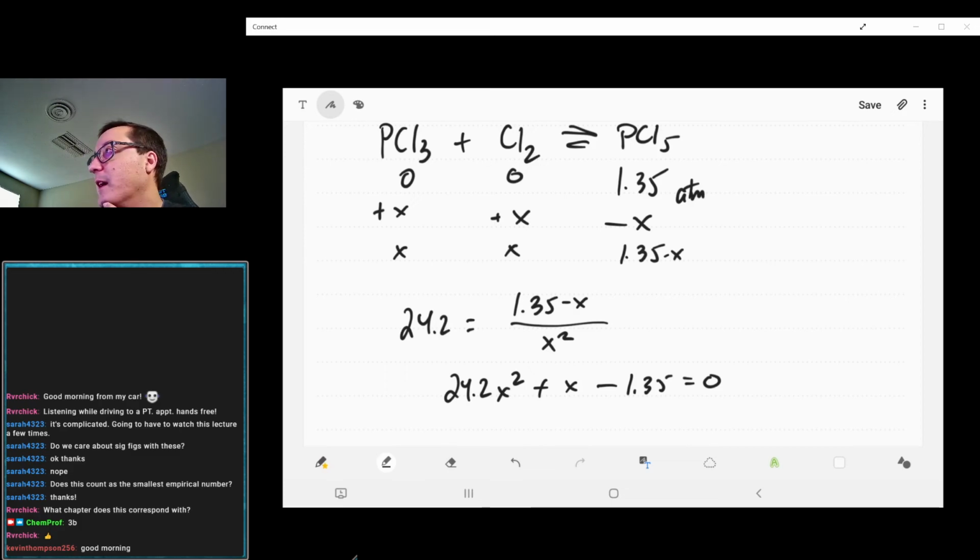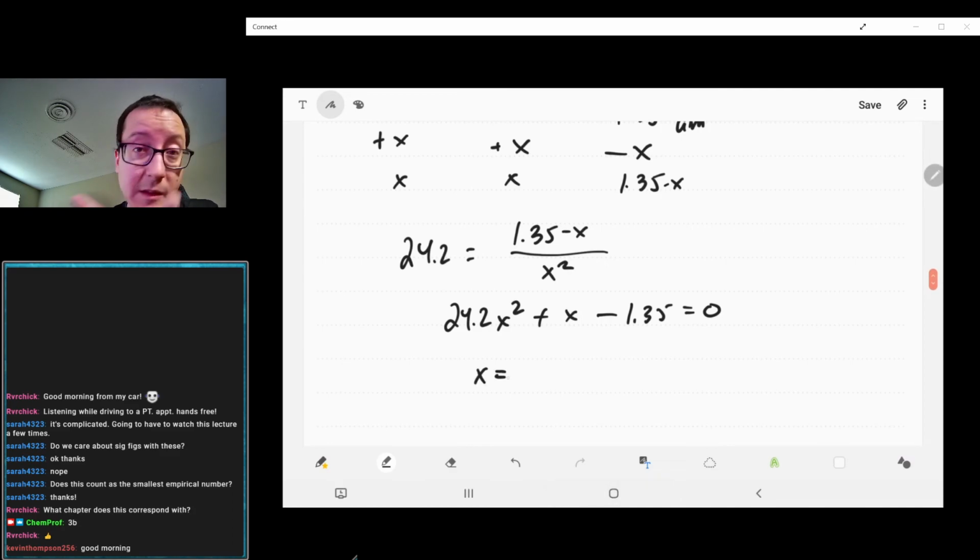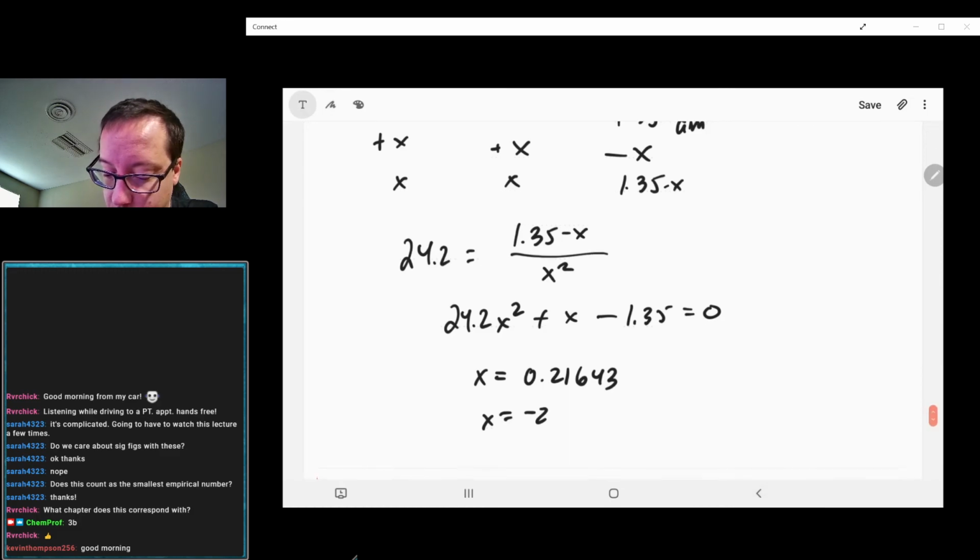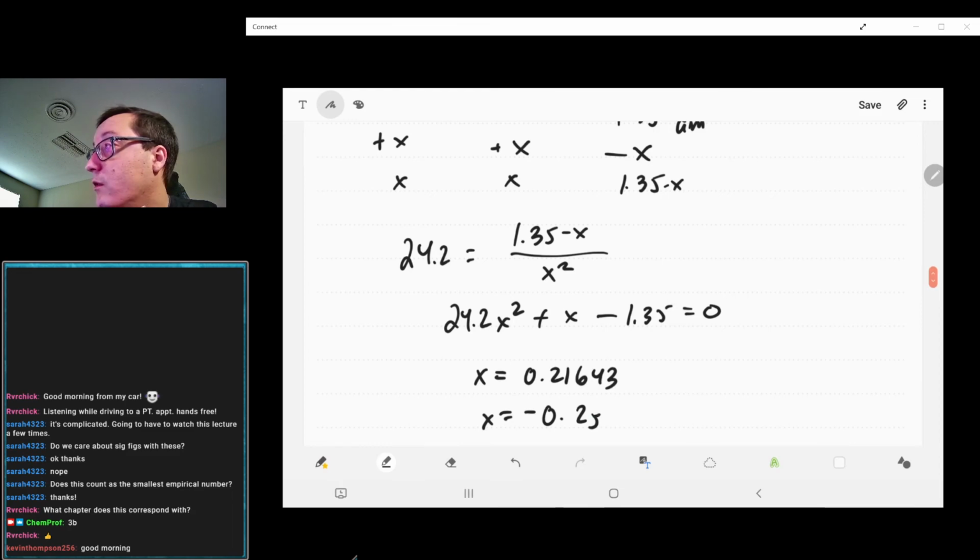What do we get? We have two options here, as always, because we have X squared, right? So we get 0.21643 and negative 0.25775. Obviously, we can just get rid of this one. Definitely no need to have a negative X there. So we're left with the real X.